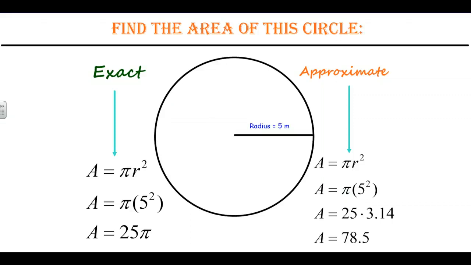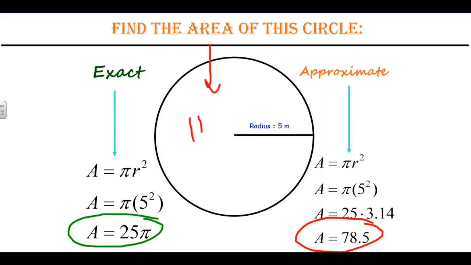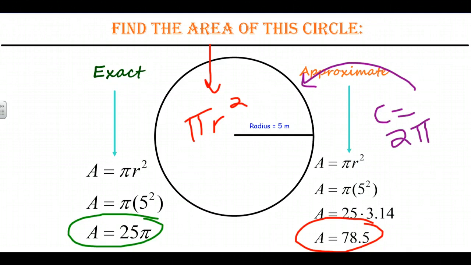Again, we have two ways that we can find the area. We can find the exact area, which in this example problem ends up being 25 pi, but we leave pi the way it is. And we could also find the approximate area, where we substitute 3.14, the approximate value, for pi. In either case, the area of a circle is found by pi r squared, and the circumference of a circle is found with 2 pi r.